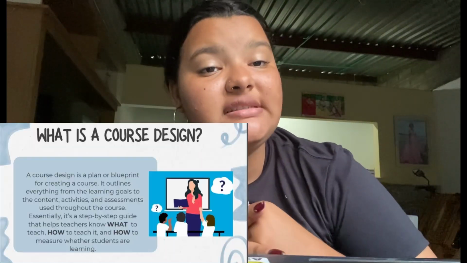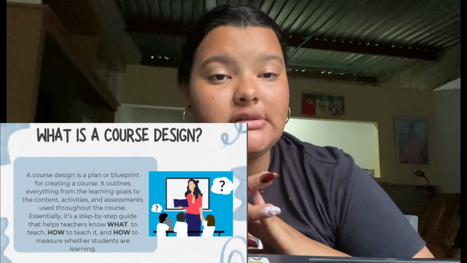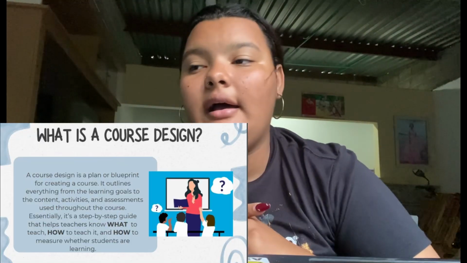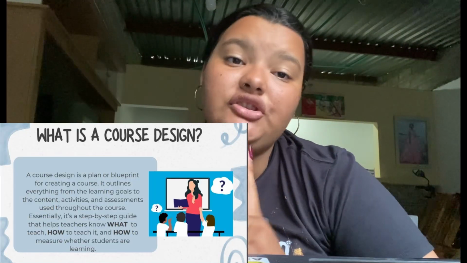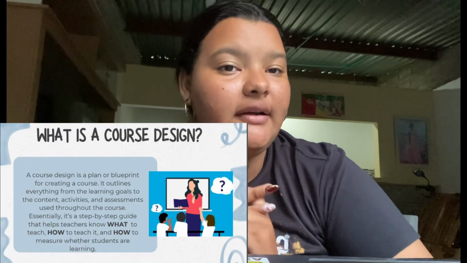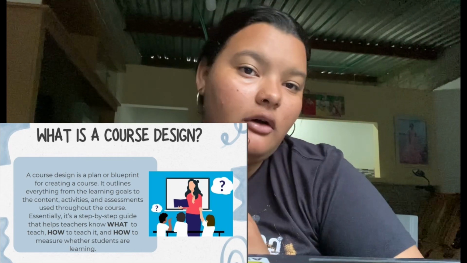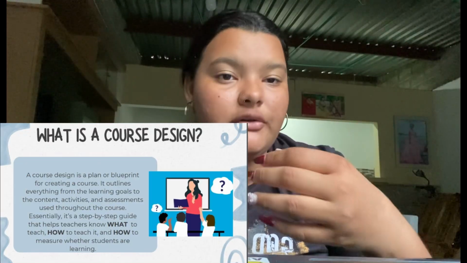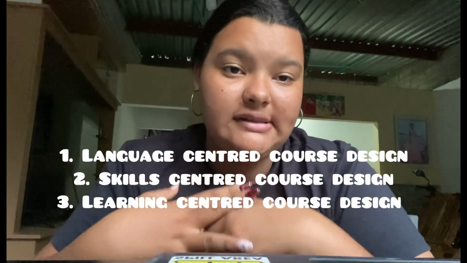So first you need to understand what a course design is, which is basically a plan that teachers use to create a course. So in this step-by-step guide, the teachers know what to teach, how to teach, and whether their students are learning or not, because this plan contains the content, activities, learning goals, and assessments a teacher would use in a course. Reading the document, we found that we have three main approaches, or three different approaches, that we can use to create a course design.